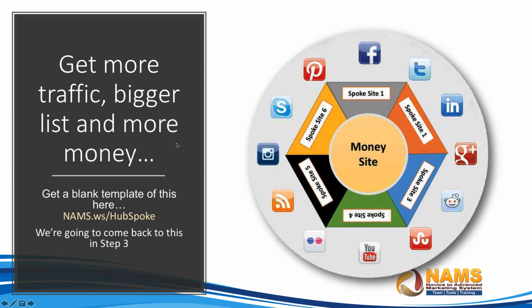So if you want to get a blank template, this is called a hub and spoke system. Now, not many people talk about this anymore, but I guarantee you it's kind of behind every successful website online. They have a money site. That is where they're driving everybody to. And then you've got the spoke sites. And the spoke sites are opt-ins and different avenues into the money site. And then the wheel out here is your social media, your blog posts, all of those things that drive people into your system. And we're going to talk more about this as I say back here in step 3.